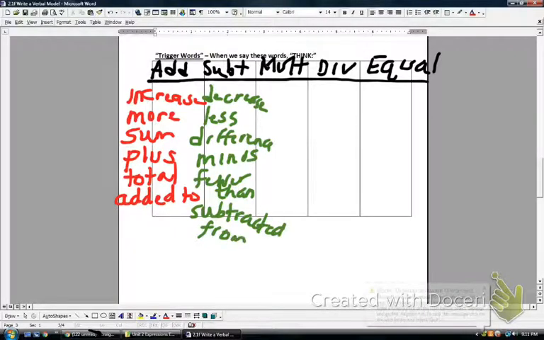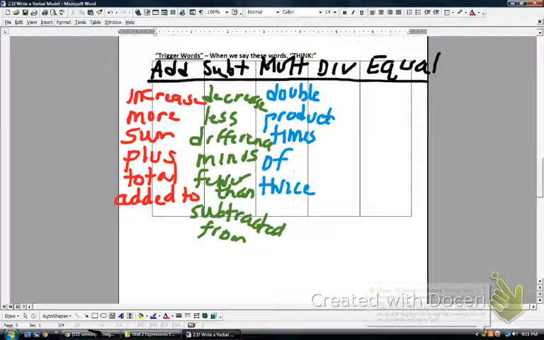Okay, then for multiplication, double. If you double something, you're multiplying by 2. Product means to multiply. Times. Of means to multiply. That was on our target check that we did on the one-step equations, where it was 1/4 of the total people equals 39. When you see of, that often means to multiply. And then twice means to multiply. So those are some words that when you see or hear or read them, you should think, oh, I'm going to multiply.